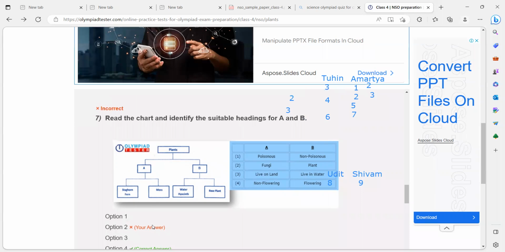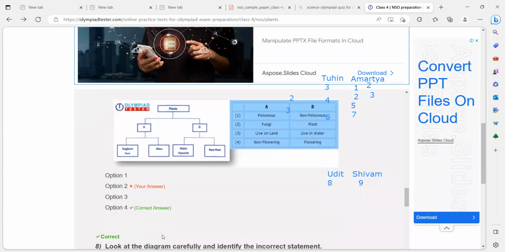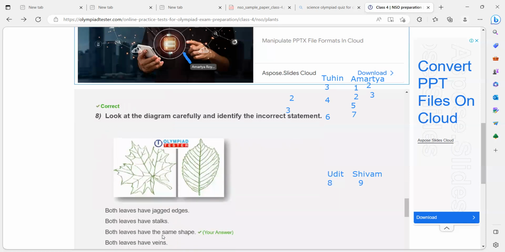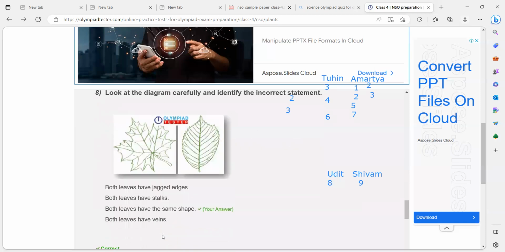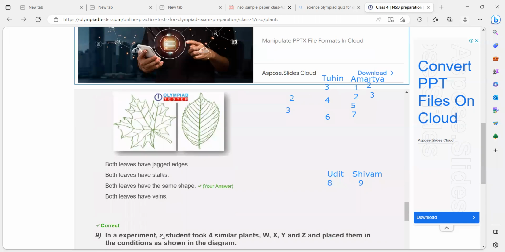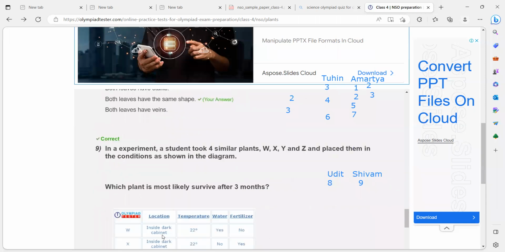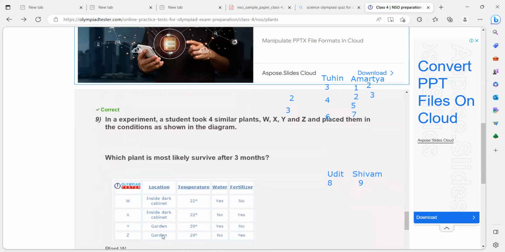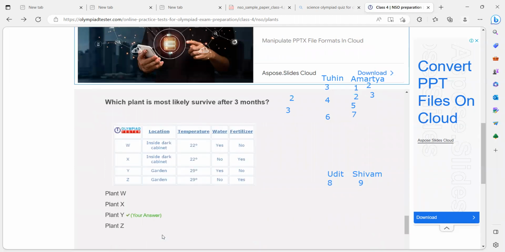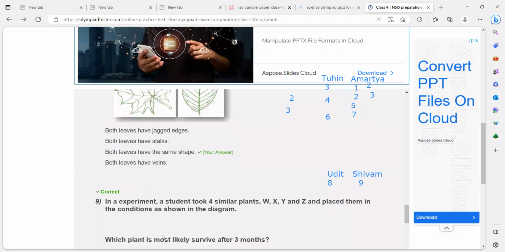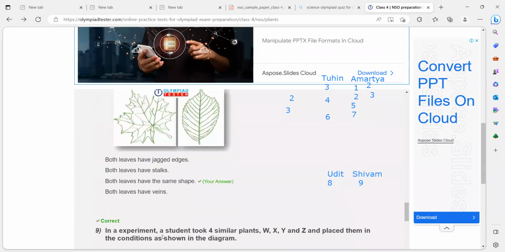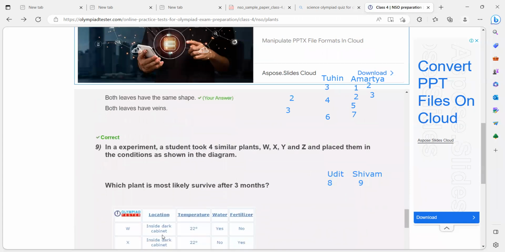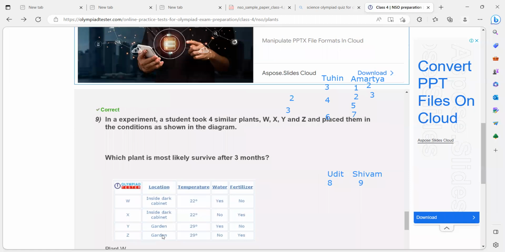Great. Now let's go to the next one. This is correct. So number 8, Udit, you get 1 mark, and number 9 is also correct. So Shivam also gets 1 mark. Udit is correct. And number 9, it's saying in an experiment, a student took 4 similar plants.